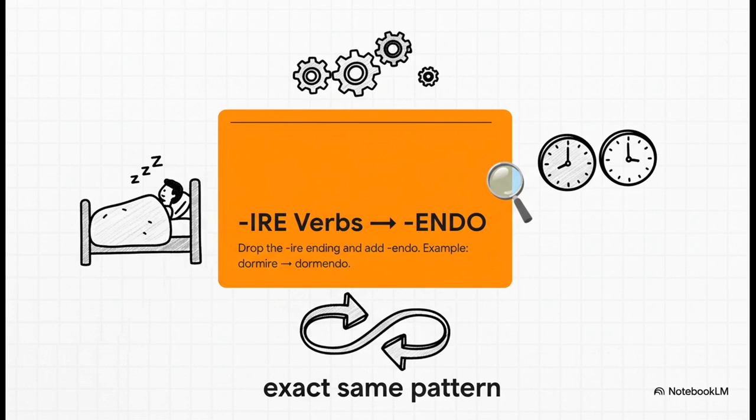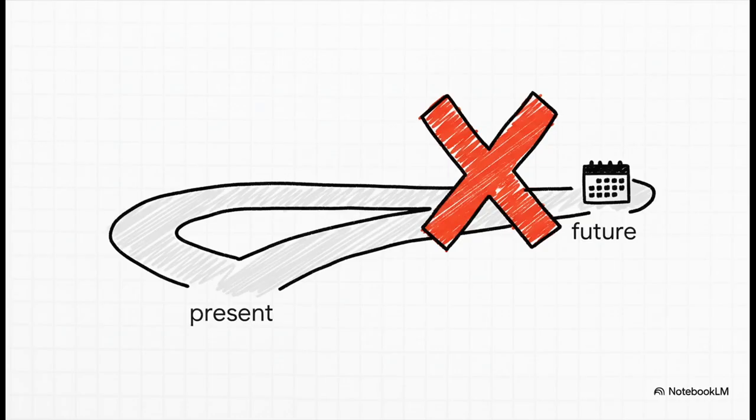And now for our last group, the -ire verbs, like dormire, to sleep. And I've got some good news for you. They follow the exact same pattern as the -ere verbs. You just drop the -ire and add that same -endo ending. So dormire becomes dormendo. Okay, hold on, stop for a second.